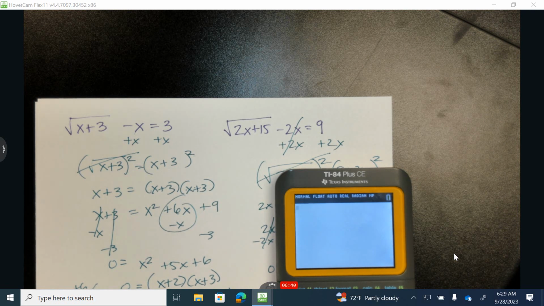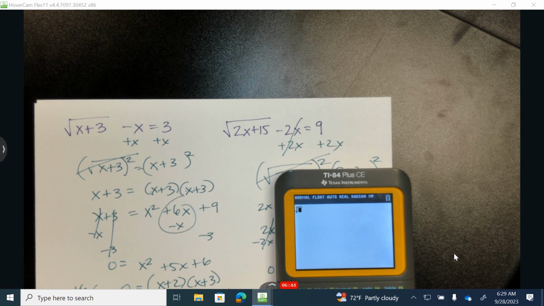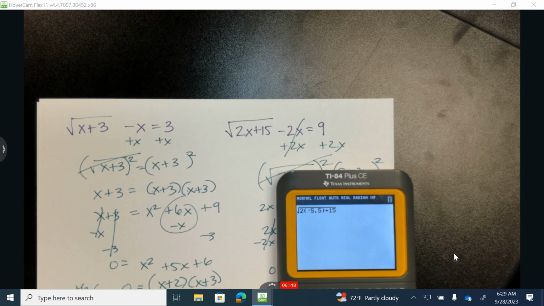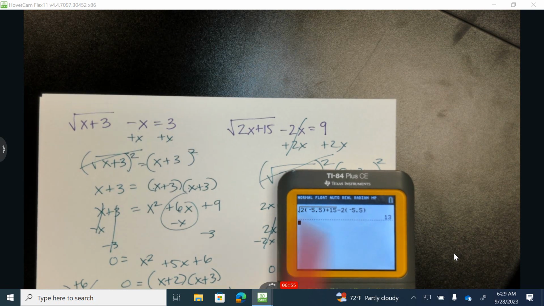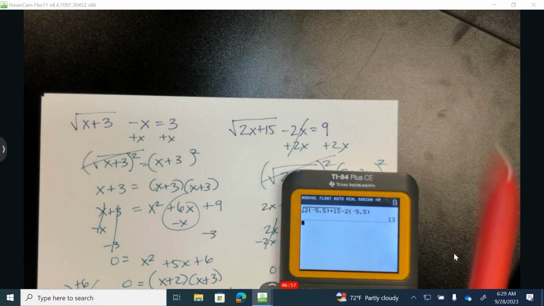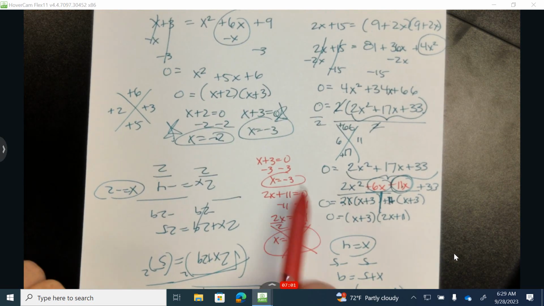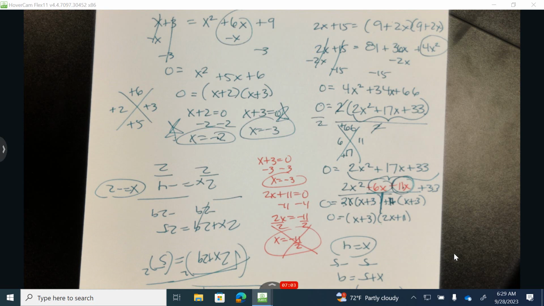Now I'm going to plug in negative 11 halves, or I could put negative 5.5 to make my life easier. So 2 times negative 5.5 plus 15, moving back, subtract 2 times negative 5.5, and we get, oh, this does not equal 9. So it's not a true mathematical statement. The left side does not equal the right-hand side. So when I look at these solutions, this would be considered an extraneous solution. We only have one solution for number 4.